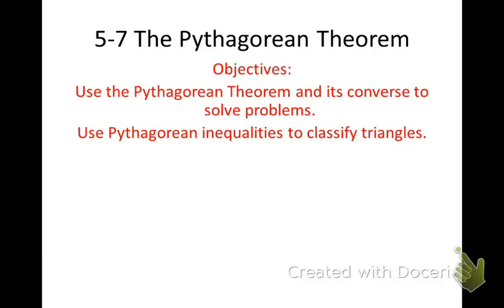Today's lesson is the Pythagorean Theorem. Our objectives are to use the Pythagorean Theorem and its converse to solve problems. We're going to use the Pythagorean inequalities to classify triangles. So is it going to be a right triangle, an obtuse triangle, or is it going to be an acute triangle?